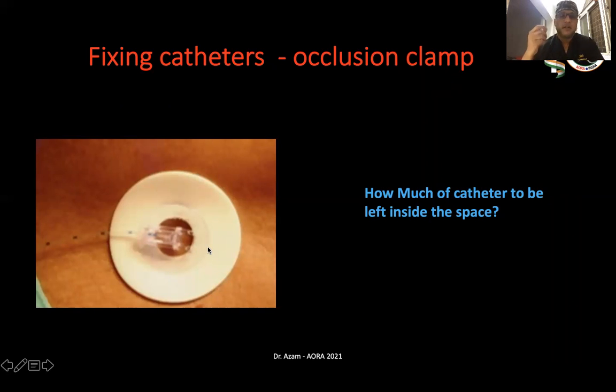Now, the question that is commonly asked is how much length of the catheter should be left inside the space. The length of the catheter should be at least between 3 to 5 centimeters, right? Not more than six. 3 to 5. And in obese patients, you can leave about six, but definitely not more than six. Leaving a catheter more than six invariably gets into intravascular.